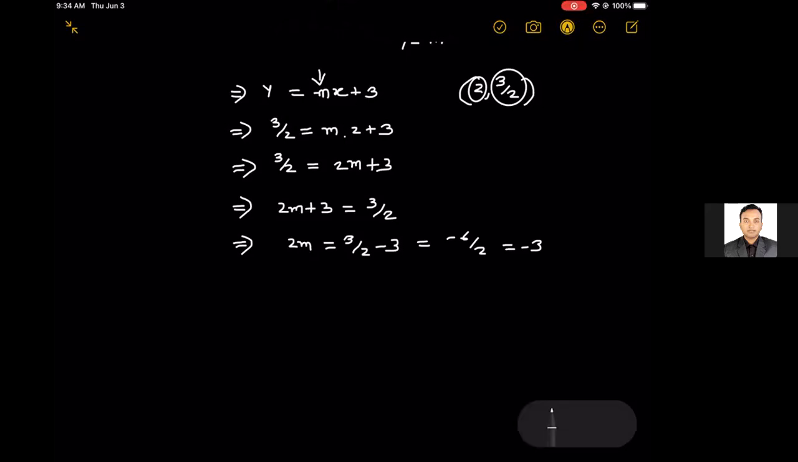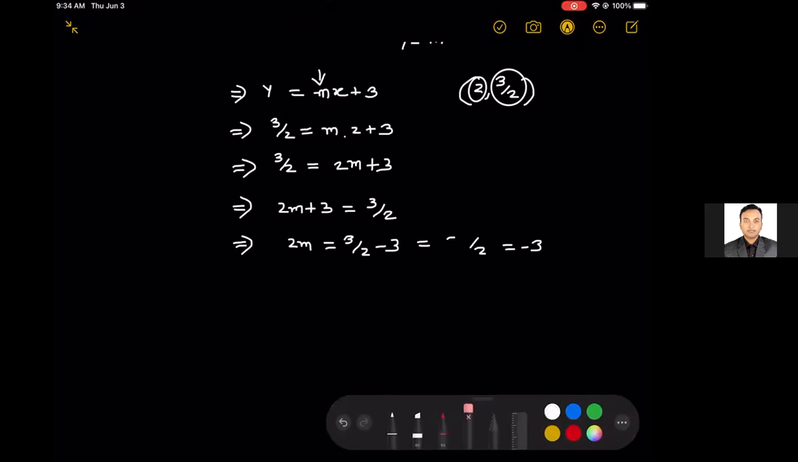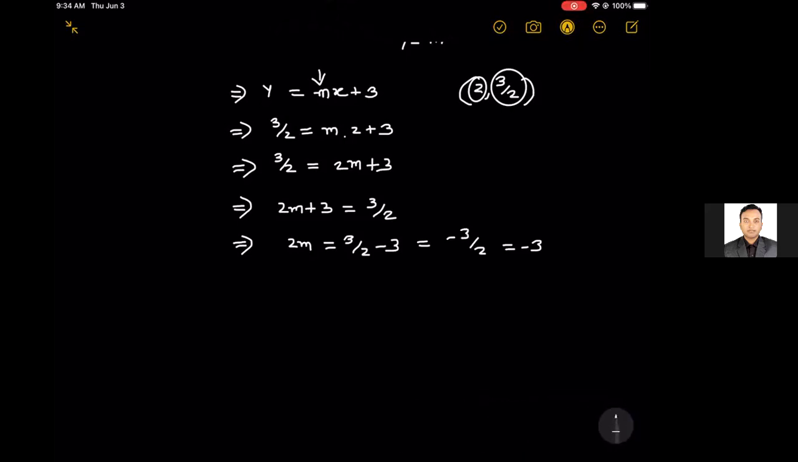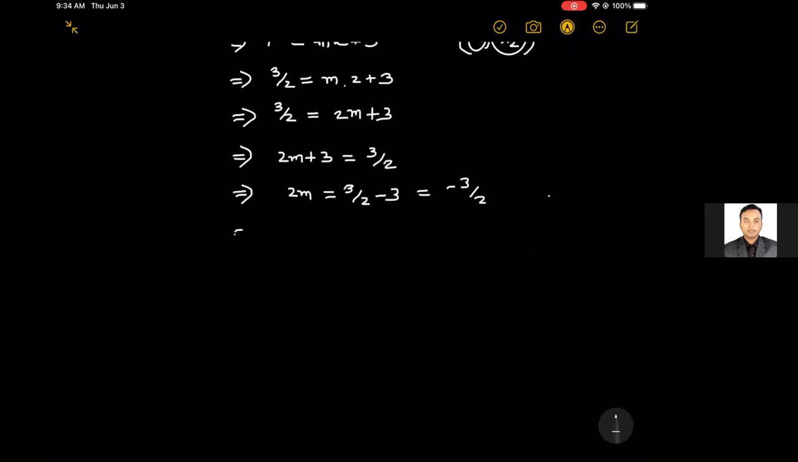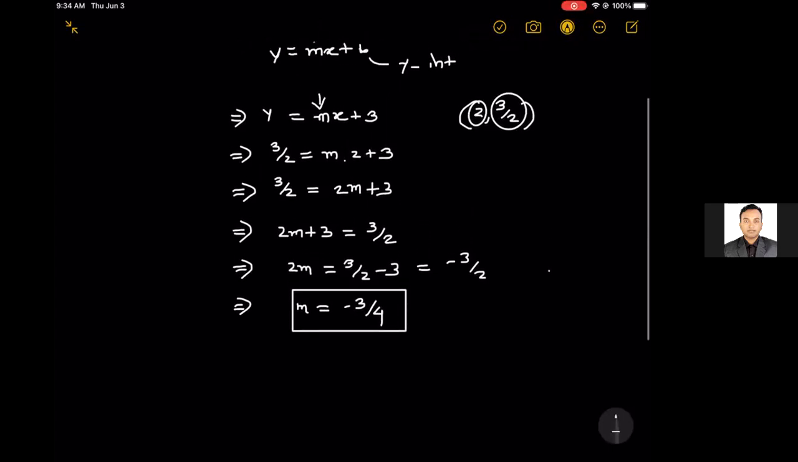Oh, sorry. Yeah, I can see the mistake I made. This one is -3. Sorry about that. So this is -3/2. And if we divide both sides by 2, we get -3/4. Okay, so this is the calculation.